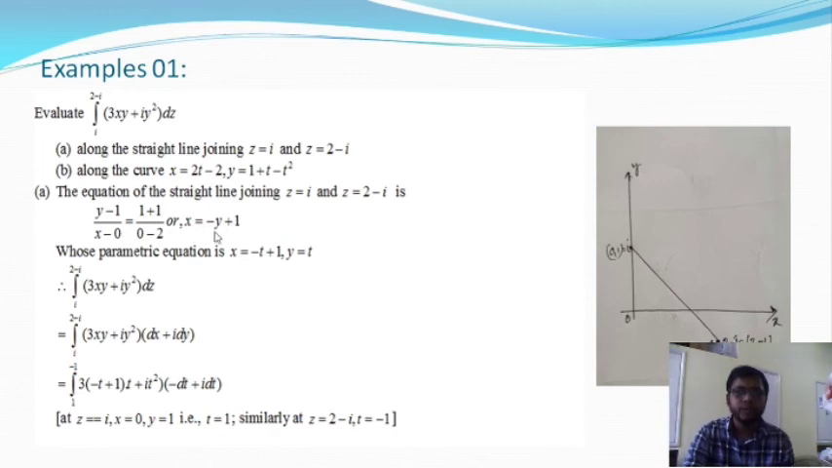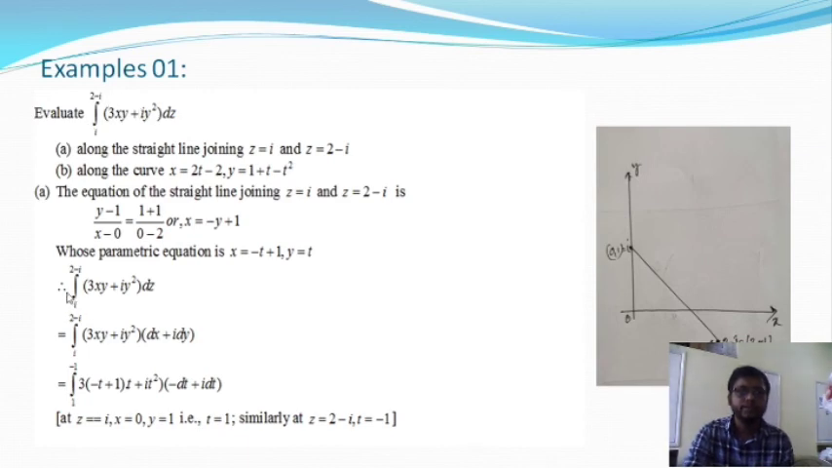Now if we put y equal to t in this equation, we will get x equal to minus t plus 1. So x equal to minus t plus 1 and y equal to t is the parametric equation of the straight line. Now we apply this parametric equation to get the value of this integration.